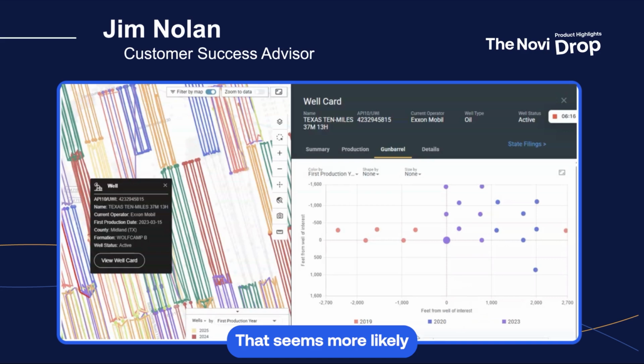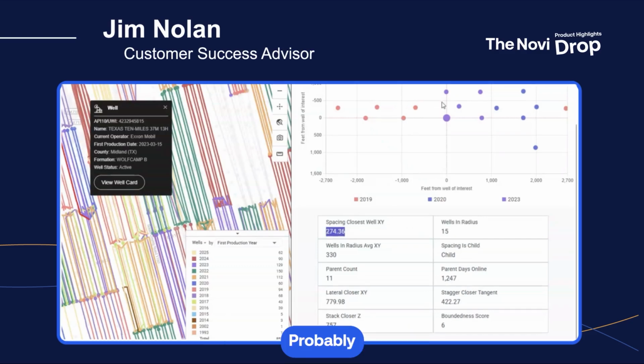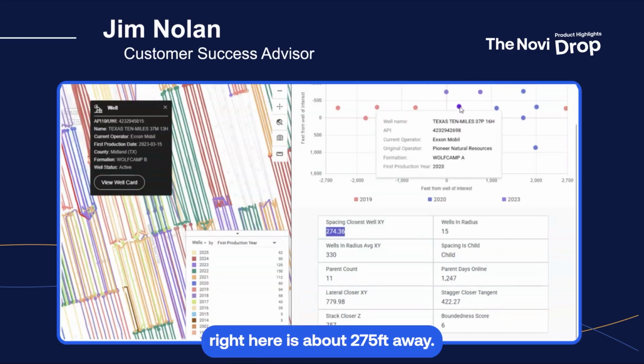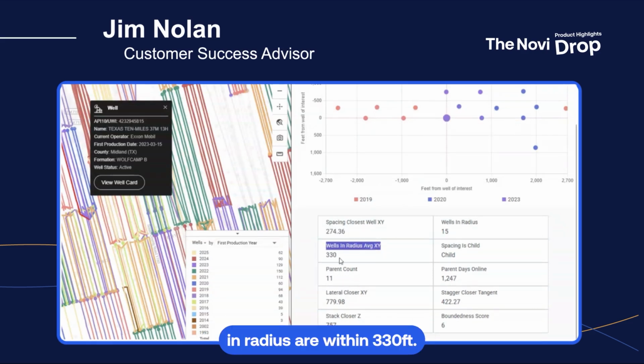That seems more likely. Down here, we're actually giving a cut from our larger spacing table that's utilized in the analytics platform. So for example, we'll give you a count of the wells in radius. There's that closest neighbor, so the well that's closest to us, probably this guy right here, is about 275 feet away. The average wells in radius are within 330 feet.